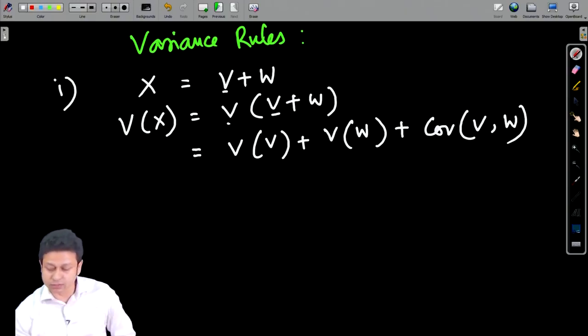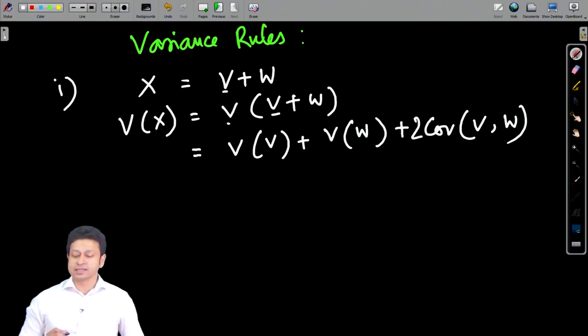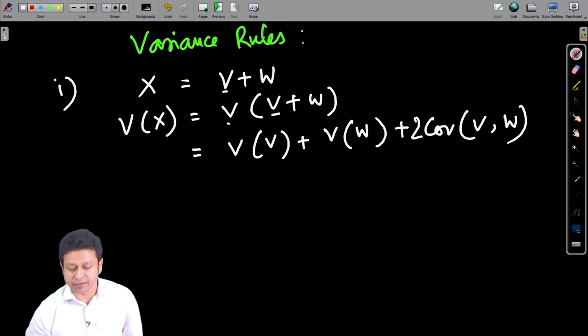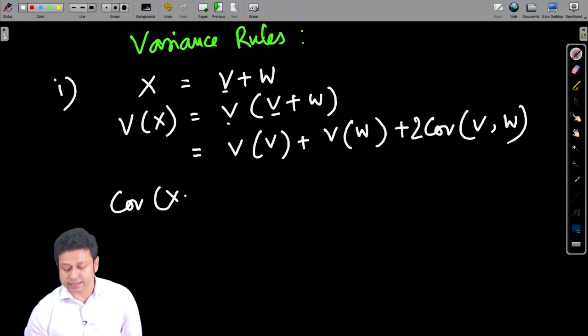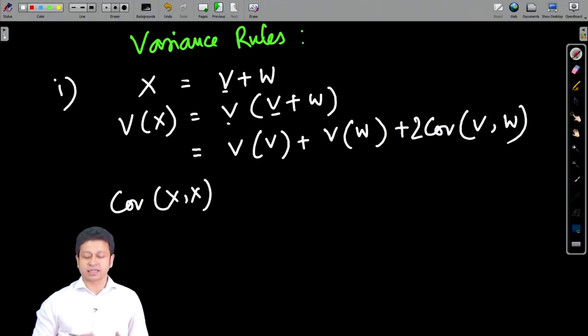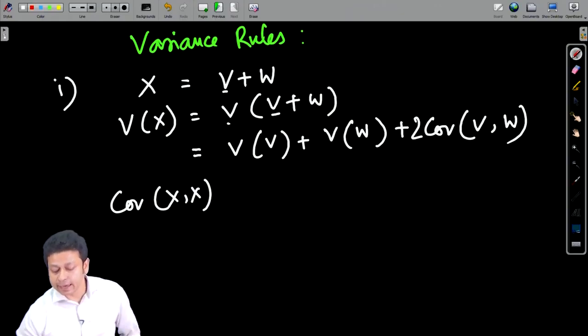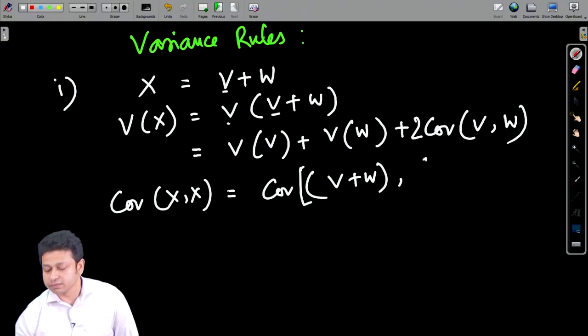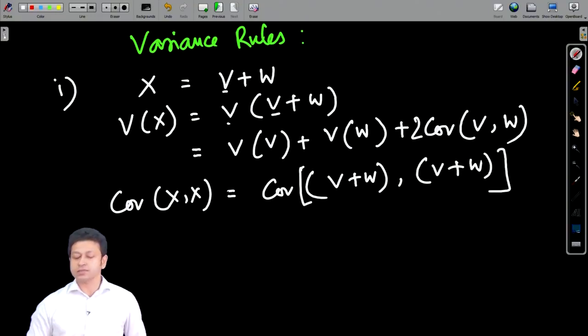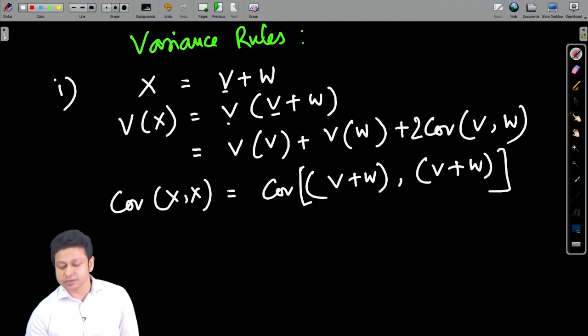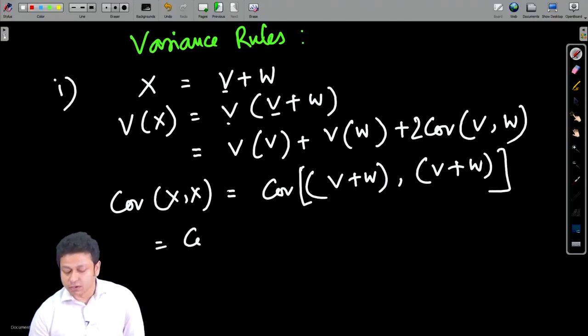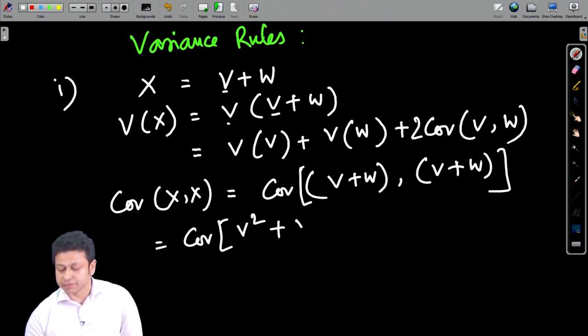Now, this is 2 cov v and w. So, how do I actually get this result? Essentially, I can represent V of x as nothing but cov x x. When I take a variance, it is nothing but the covariance of the same variable with itself. So, I will write cov of v plus w comma v plus w. Now, if I go back to our covariance rules, we can use this as cov v square plus v w plus w v plus w square.